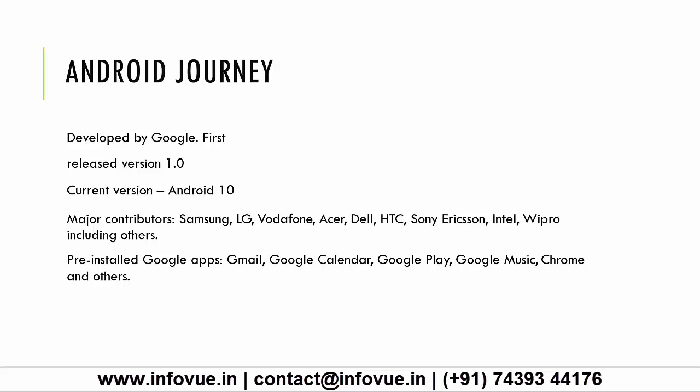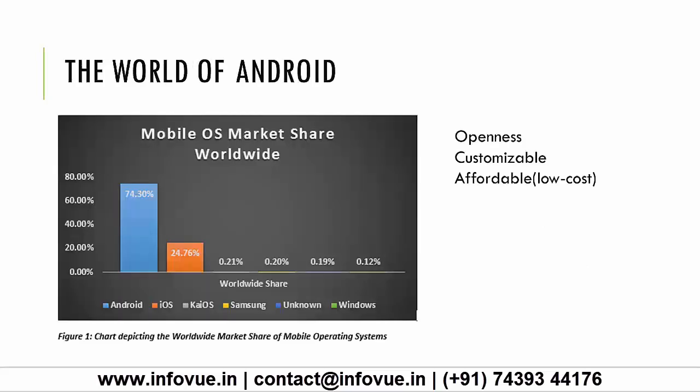Some pre-installed Google apps which you will find on every Android device are Email, Google Calendar, Google Play, Google Music, Chrome, and others. The world of Android. Here we will discuss how many users are using Android. As you can see, 74.30% of the world's users are using the Android operating system and 24.76% are using iOS. The rest are in very small amounts. So most of the users in the world are using Android at this time.